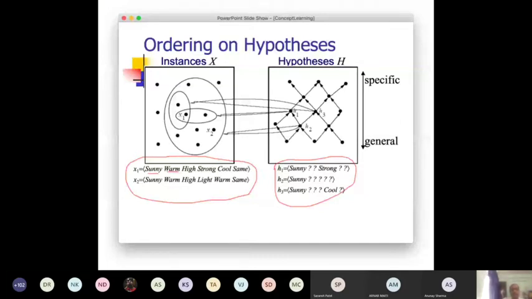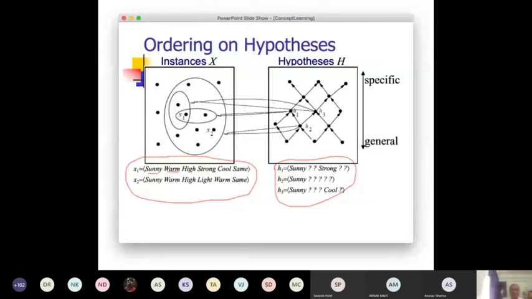Now, if I consider H3, you can see that H3 is more specific than H2, right? Because there is a constraint that the water temperature should be cool. You should remember what every position means. I also have to remember, so there might be some mistake, and then you can point it out.